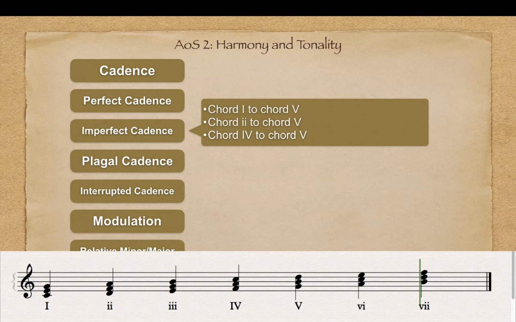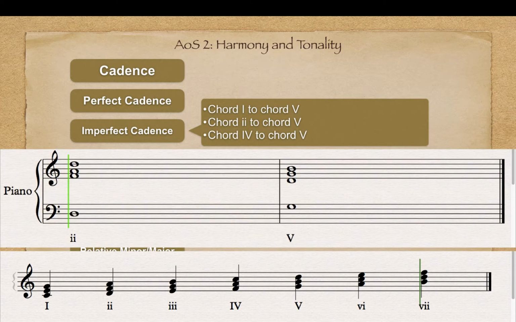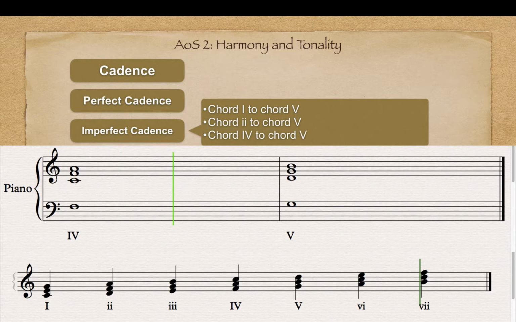Imperfect cadence. An imperfect cadence is the opposite of a perfect cadence. It ends on the 5 chord, and there are several variations. The chord progression of an imperfect cadence could be chord 1 to chord 5, chord 2 to chord 5, or chord 4 to chord 5.